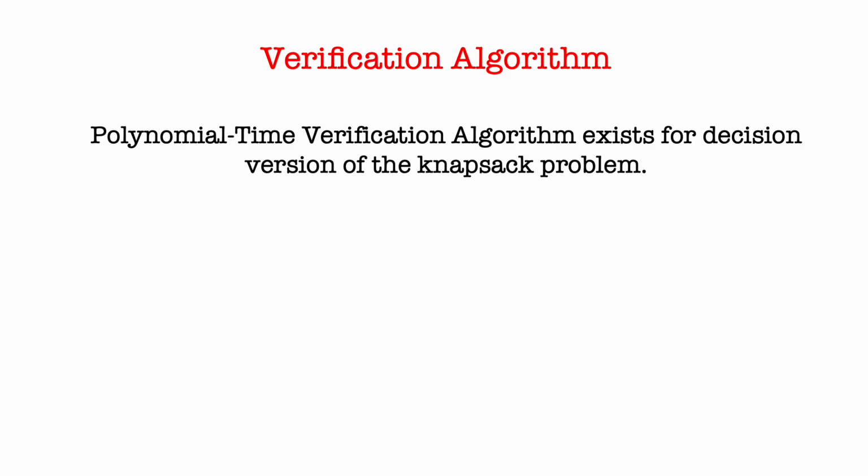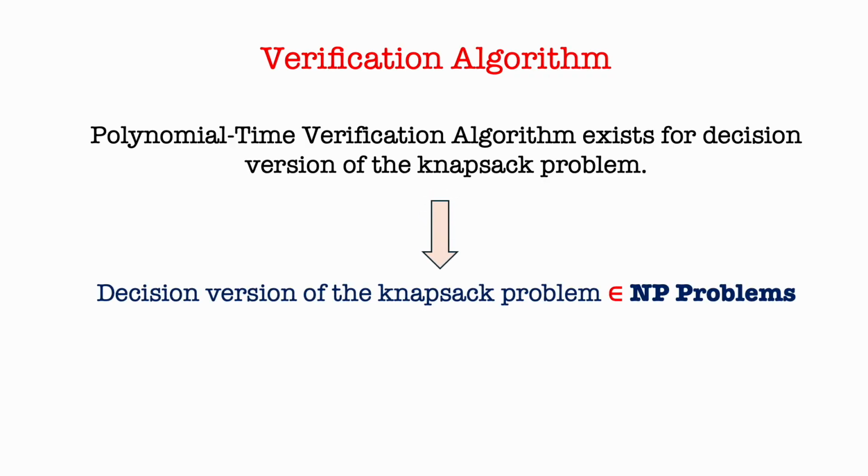We can conclude that the proposed solution for the decision version of the knapsack problem can be verified in polynomial time. In general, NP problems are those for which a proposed solution can be verified in polynomial time. Therefore, the decision version of the knapsack problem is also an NP problem.